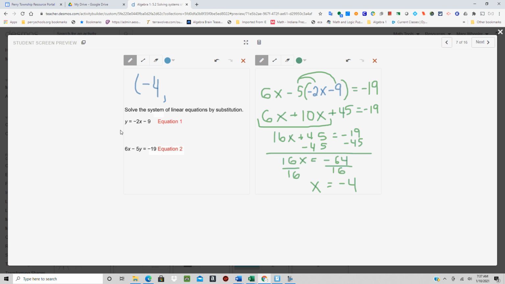Well, I'm going to use that first equation because y is already solved for. So I'm going to take that negative 4 and plug it in right there for x. So I'm going to have y equals negative 2, and I now know what x is. It's negative 4. Which is going to give me 8 minus 9, which is negative 1. And that is my solution.